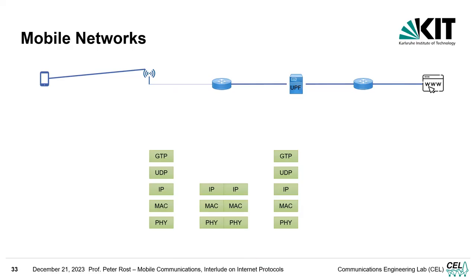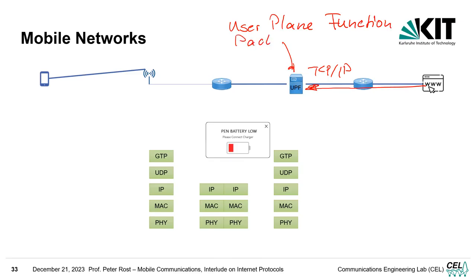Now assume we have here a terminal that wants to access a website, and the website provides data. Then what happens is the UPF would receive here, for instance, a TCP IP packet, and the UPF, so the user plane function in 5G, and in LTE it has been the packet gateway. The UPF would see, is there any active connection?